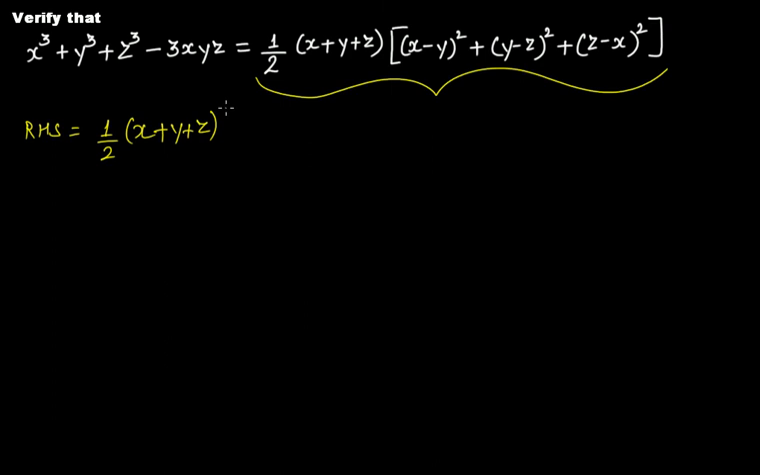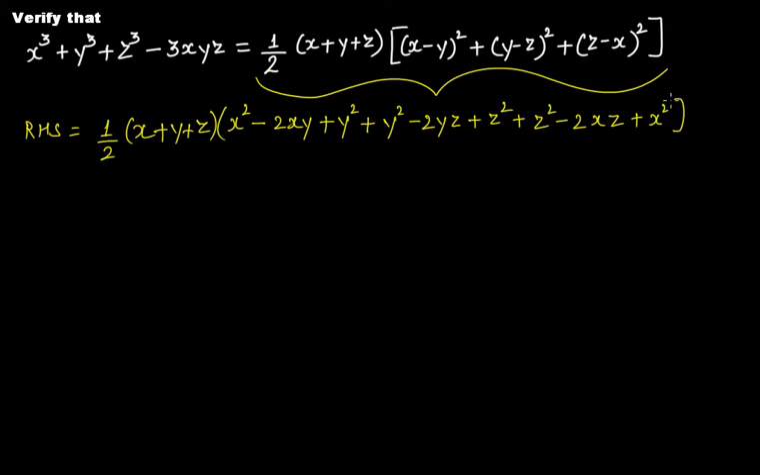Then you have (x minus y) whole squared, which means what? It's actually x squared minus 2xy plus y squared. Then this plus sign. (y minus z) whole squared means y squared minus 2yz plus z squared. Then this plus sign here. (z minus x) whole squared means z squared minus 2xz or 2zx, whatever you want to write, then plus x squared.